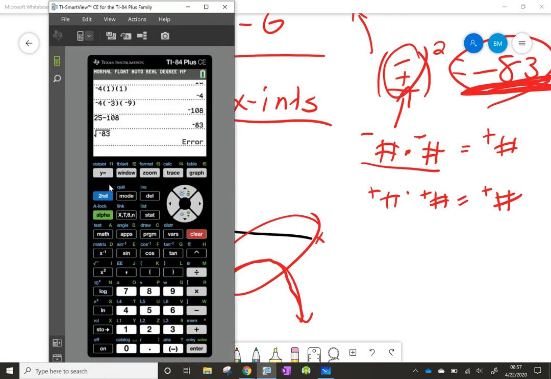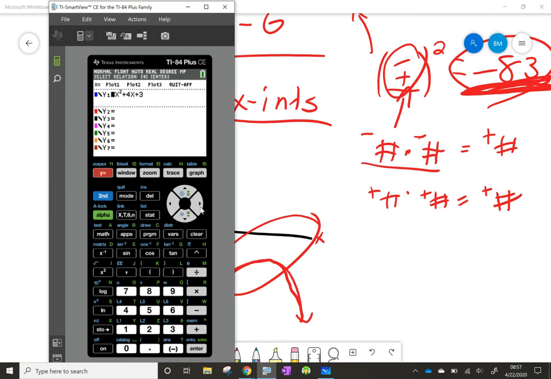Let's clear this. Y equals, what was our quadratic? We had negative 3 x squared.